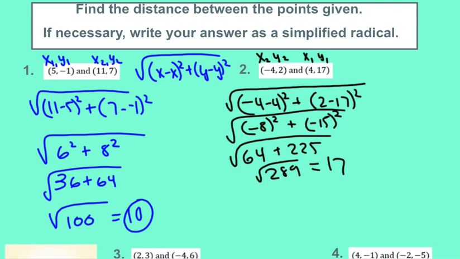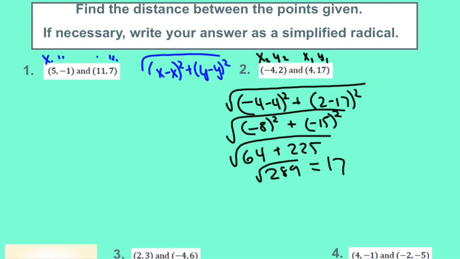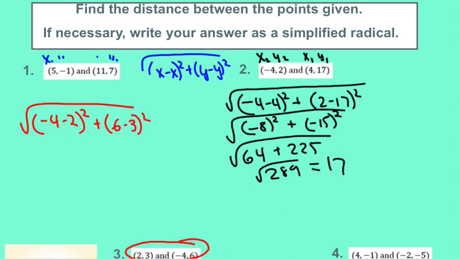Now, it's not always going to work out perfectly like that. All right? So let's take a look at number 3 here, which is 2, 3, negative 4, 6. So if I go negative 4 minus 2, we'll square root this thing. Negative 4 minus 2 squared plus, so I got to go 6 minus 3. So this becomes negative 6 squared, which is a positive 36. This becomes 3 squared, which is a positive 9. Square root that, so I get the square root of 45.